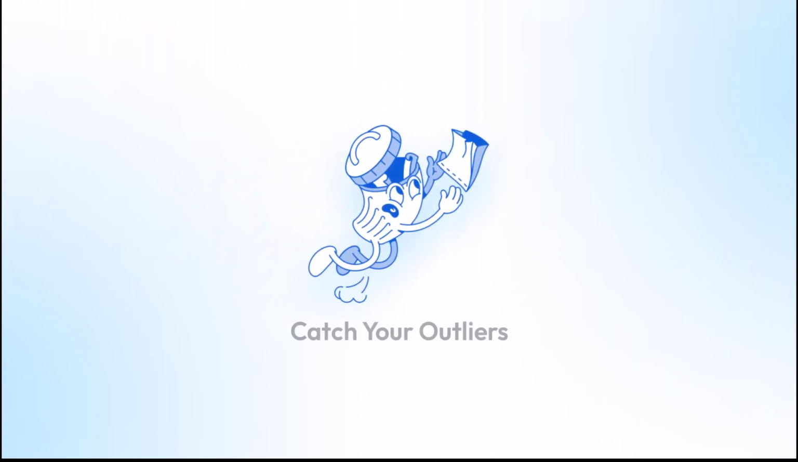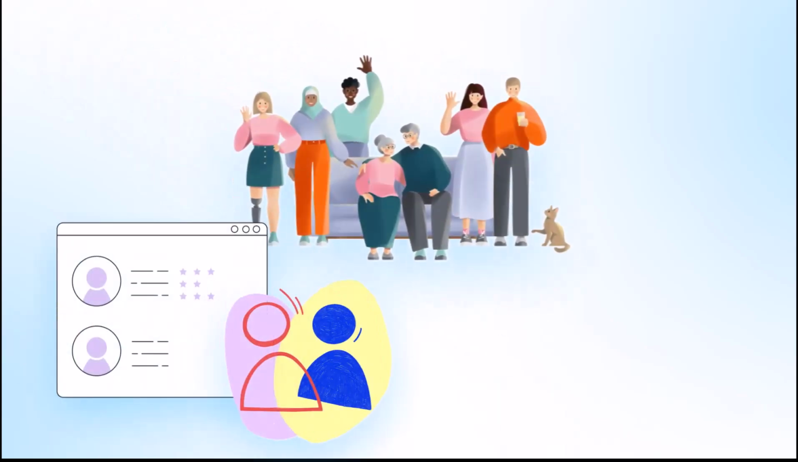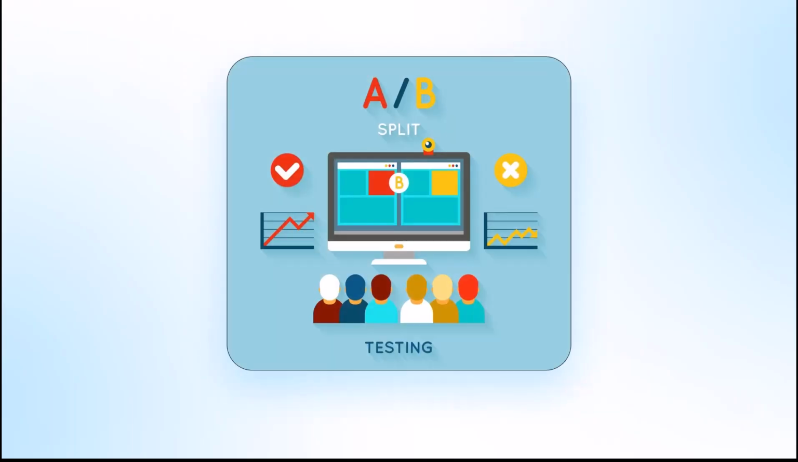Tip 2, catch your outliers. These are people whose viewing and buying behaviors don't follow the herd. They require special attention because they can be your hidden gold mine. Use split testing, heat mapping, and segmentation to nab them.